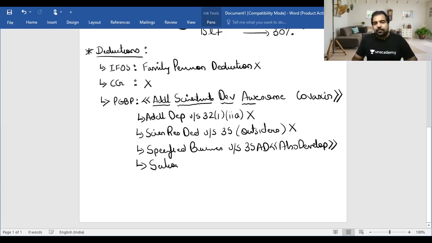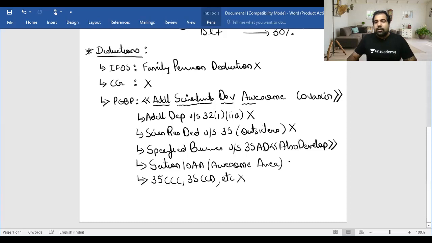Then there's an awesome shortcut. There is section 10AA, which you know, awesome area, whereby you go to an SEZ and you start manufacturing or you start providing services and you export. The government loves you. For 15 years, first year 100% of export profits, next 5 years 50%, and last 5 years again 50% of export profits subject to condition, you get that deduction. Unfortunately, that you will not get here. And there are some deductions where you spend money on rural development, on skill development, which are mostly discussed at CA final level: 35CCC, 35CCD. These deductions you will not get. So these are the deductions that you don't get in PGBP.